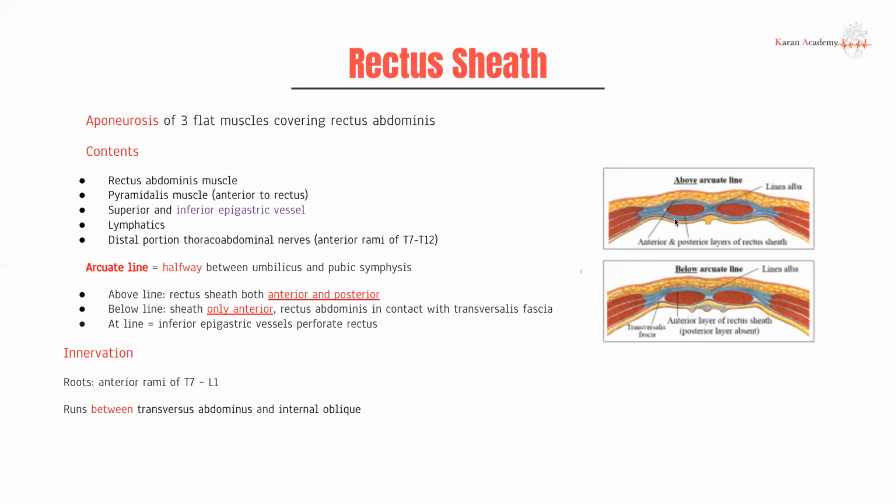It is important because of the arrangement of the layers of the rectus sheath. Above the arcuate line, the rectus sheath runs both anteriorly and posteriorly, as you can see here. This is the rectus abdominis. These are the three lateral wall muscles that we talked about earlier. These are their aponeuroses, so as you can see, they split and encase the rectus abdominis. Below the arcuate line, it's only running anteriorly and not posteriorly. The innervation is the anterior rami of T7 to L1, which runs between the transversus abdominis and the internal oblique.